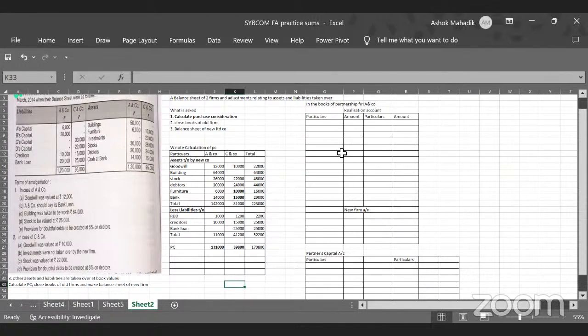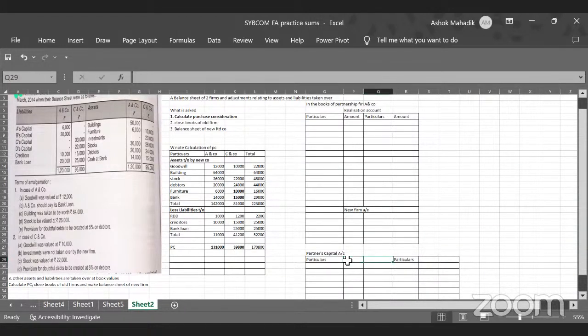I'll show you how to close books of A and company first. Clear? Now, which three accounts do we need to have? First, realization account, then partners capital account, and then new firm. But since the format of realization and new firm requires only one column of amount, I am making them together. And for partners capital, we need two columns because two partners are there.